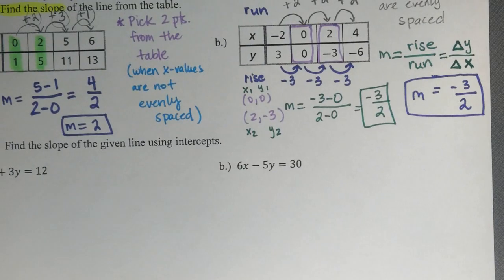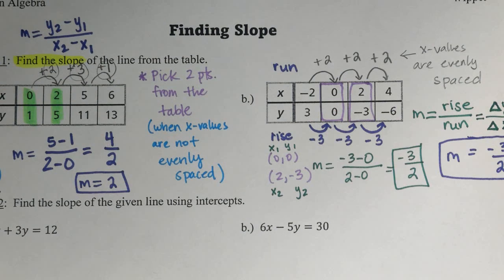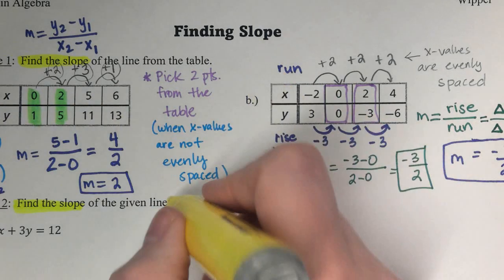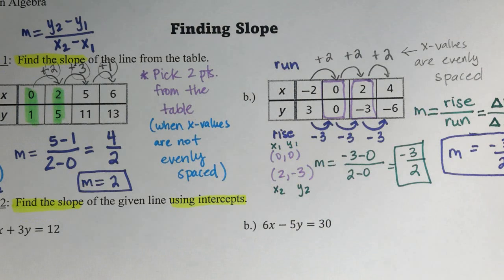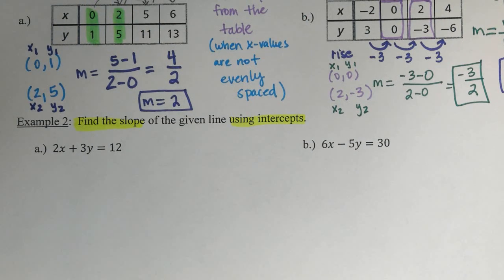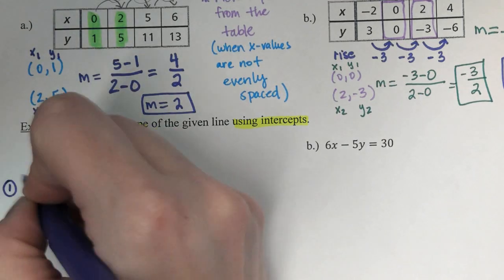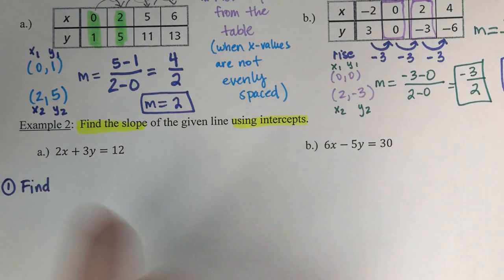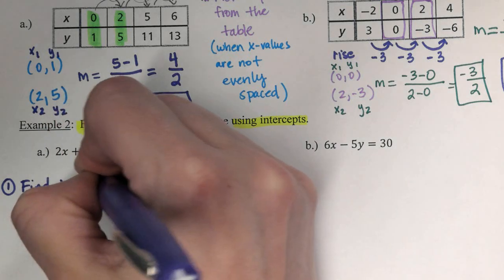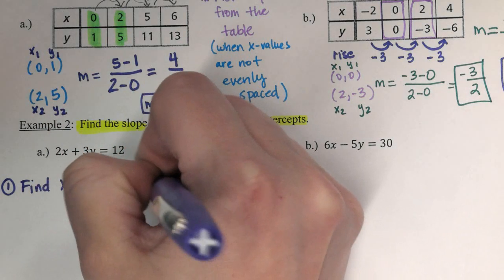Okay, so for example 2, again we're going to find the slope. So the main thing we're working on is finding the slope, but now we're going to use intercepts. So we're going to use something that we did in the past, okay? So when you're finding the intercepts, you are going to plug in 0 for each one. Okay, so you are going to find the x and the y intercepts. That's your step 1.